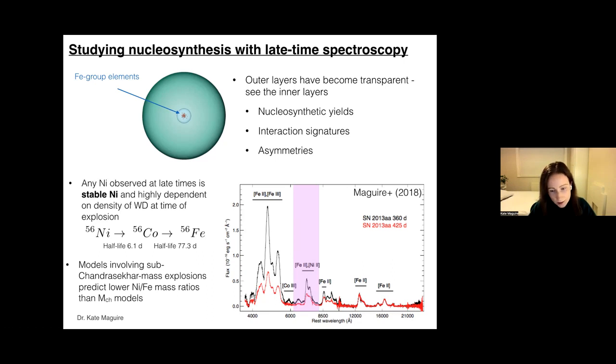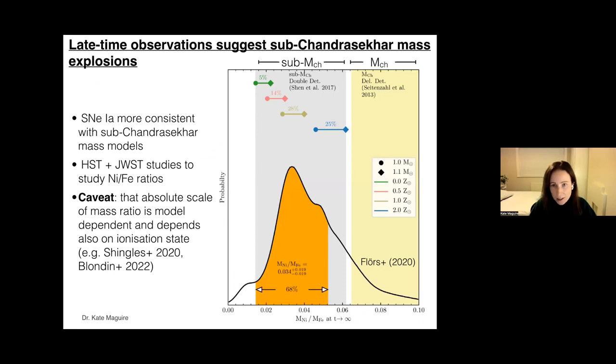The sub-Chandrasekhar mass models predict lower nickel over iron mass ratios. This is just dependent on the amount of electron capture that's happening due to the different densities in the explosion. But the prediction is that you get lower nickel over iron mass ratios for the sub-Chandra models compared to the Chandrasekhar mass models. And so Andreas Flörs had a nice paper on this 2 years ago.